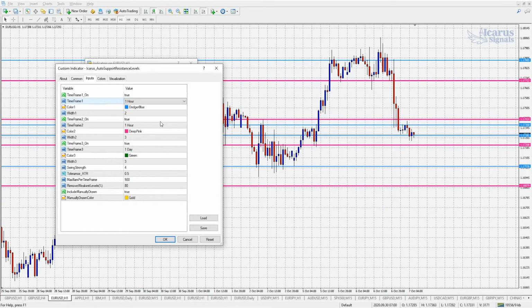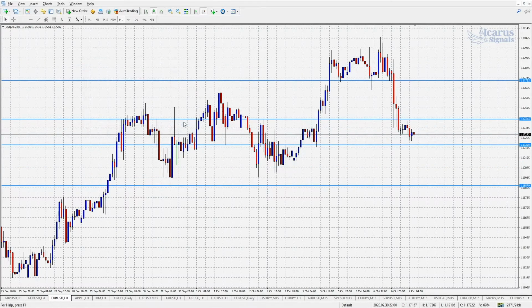So the Dodger blue support and resistance line is going to be based on 1 hour. The pink is now going to be based on 1 day. And then we're going to change the green to a week. So it's basically going to do the same exercise, but it's going to look back 500 bars. And what we'll do is we'll leave it at 500 for now, and we will go and drop that into the chart, and it then produces this for us.